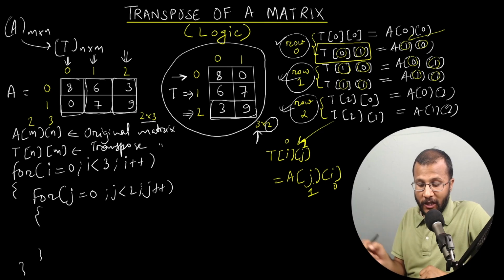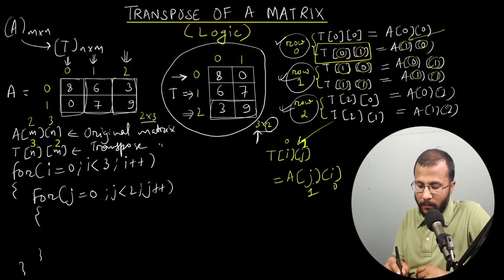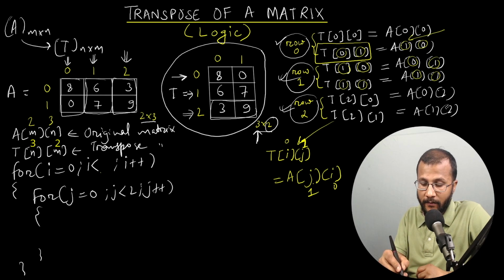In the transpose matrix the row and column size is interchanged. So this is nothing but the row of the transpose matrix. This 3 is nothing but the row of the transpose matrix. So what is the row of the transpose matrix? The row of the transpose matrix is the column of the original matrix. So what is the column size of the original matrix? The column size of the original matrix was 3, which is n. So I'll write down n here.